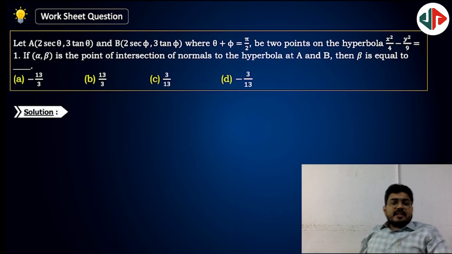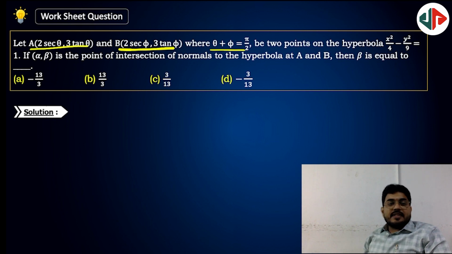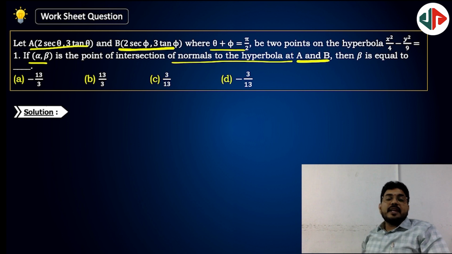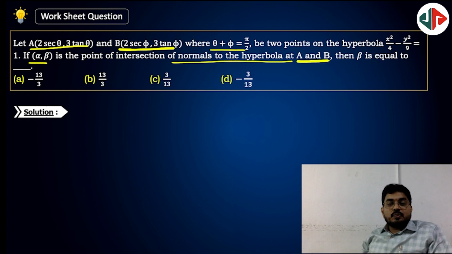Let a be 2 secant theta, b be 3 tan theta, and theta plus phi is equal to pi by 2 for the two points. If (alpha, beta) is the point of intersection of the normals to the hyperbola at a and b, then beta is equal to what? So here phi is equal to pi by 2 minus theta.